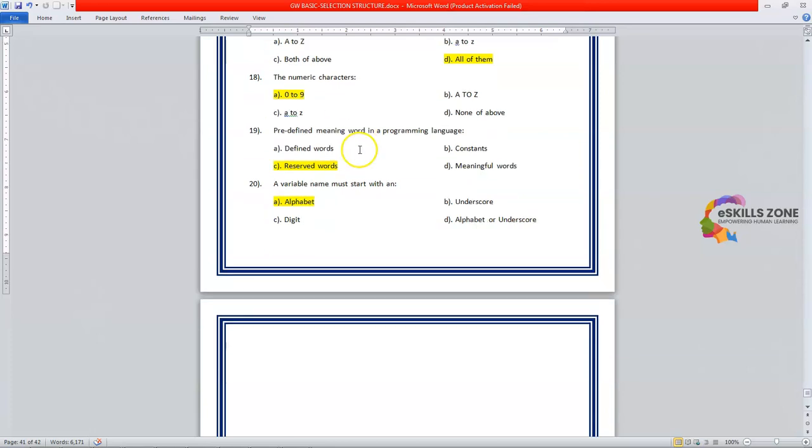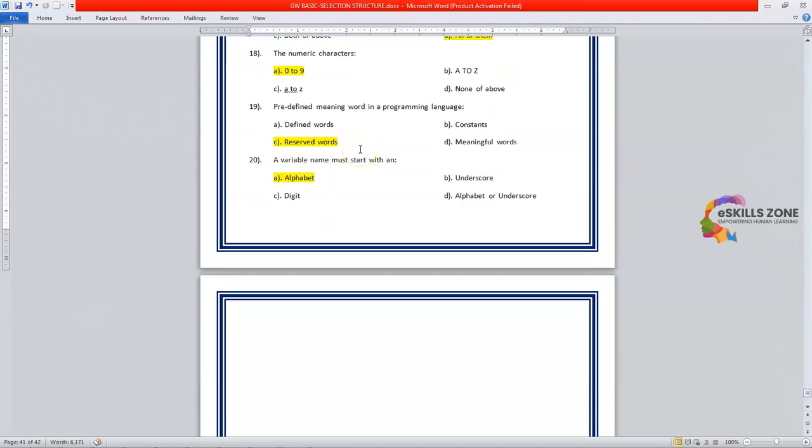Now the next number is the numeric characters in GW basic programming language. Option A is 0 to 9, B A to Z capital letters, C a to z small letters, and D none of them. So the right and the correct option is option A, 0 to 9, which are known as numeric characters in GW basic programming language.